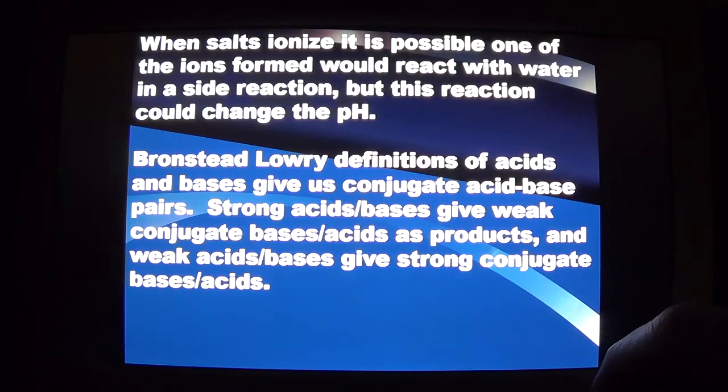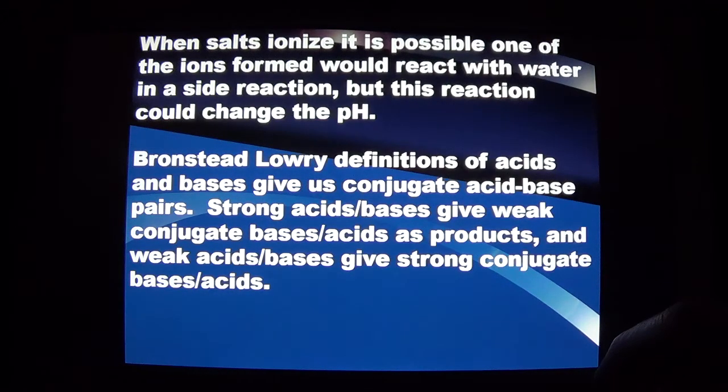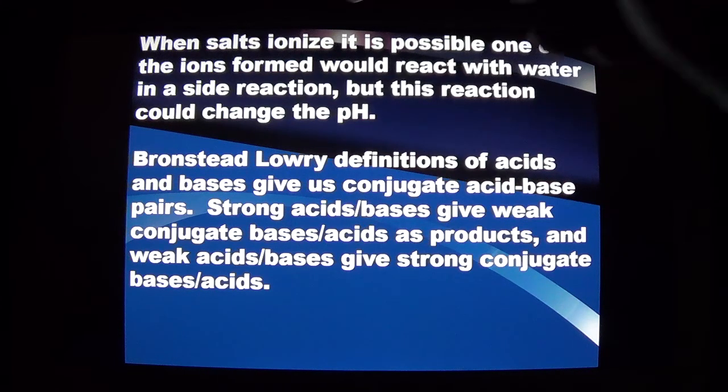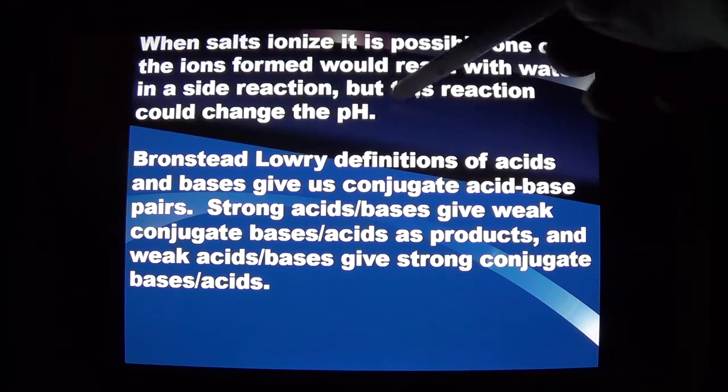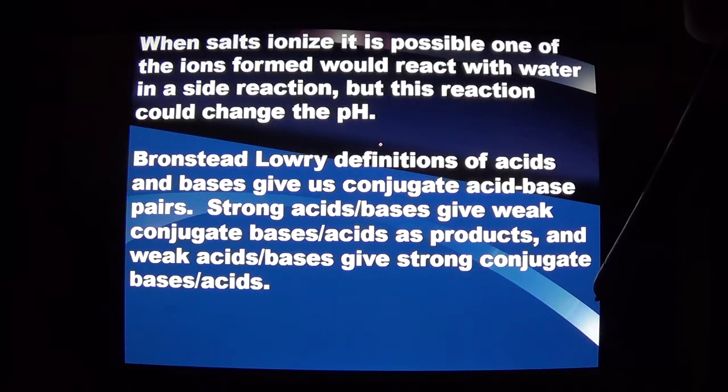Okay, so bear with me as I go through some official definitions and some groundwork, and then trust me, it's going to be a lot easier. I'm going to show you how to work this out, and it's a lot easier than it really does sound. So again, salts will ionize and it could cause a reaction with water to change the pH.